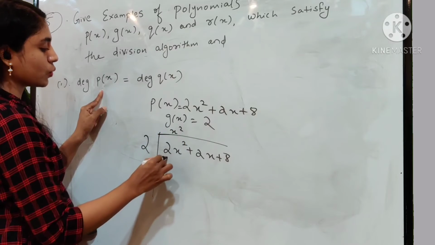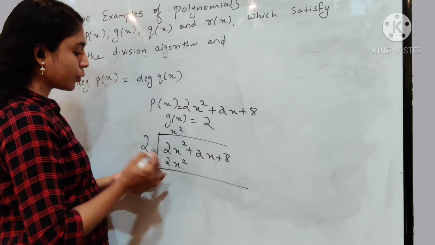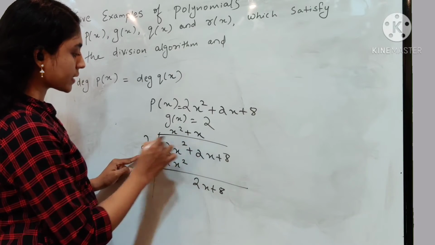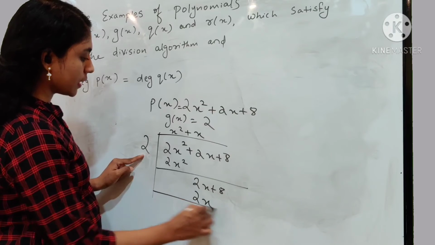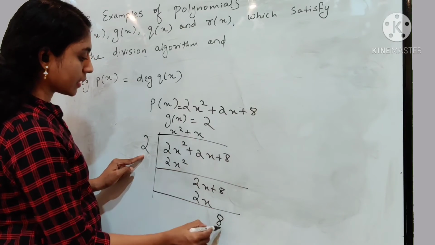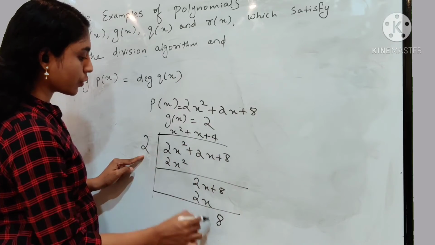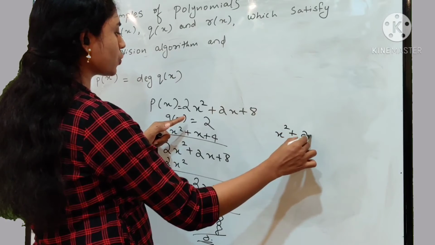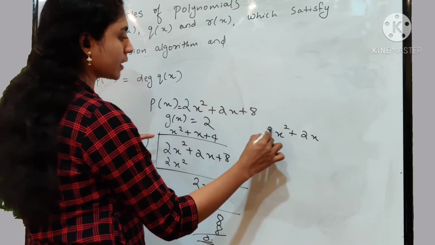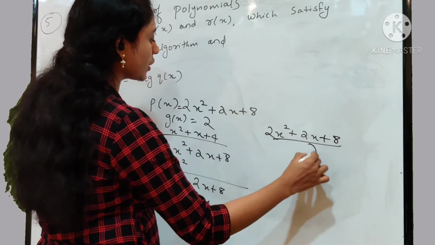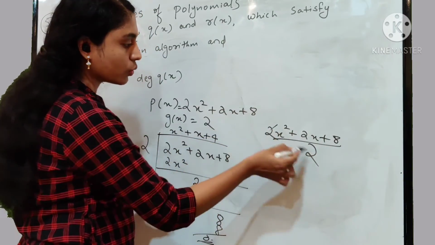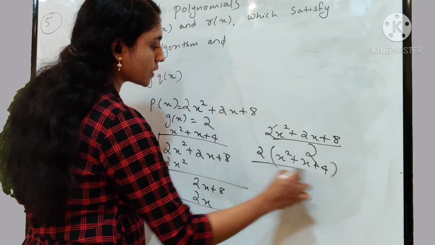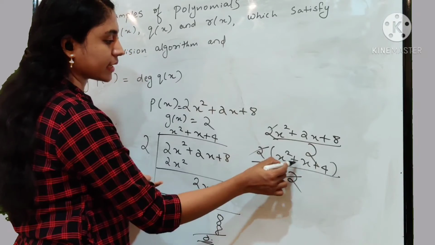2 into x square is 2x square. Then performing subtraction we will get 2x plus 8. Again plus 2 into x is 2x. Then subtracting we will get 8. Then plus 4, right? So 4 into 2 is 8, remainder 0. Or simply we can divide 2x square plus 2x plus 8 by 2, taking 2 outside. So what we will get: x square plus x plus 4, taking 2 outside divided by 2. The 2 gets cancelled. X square plus x plus 4.